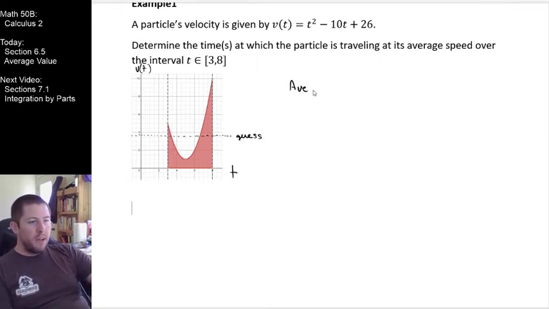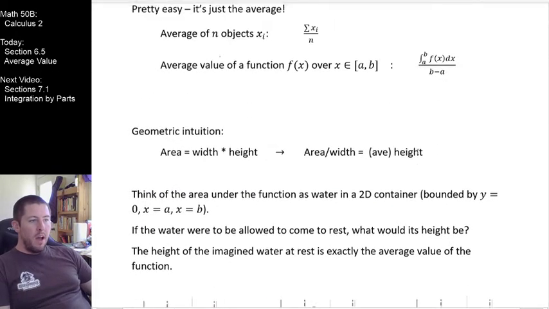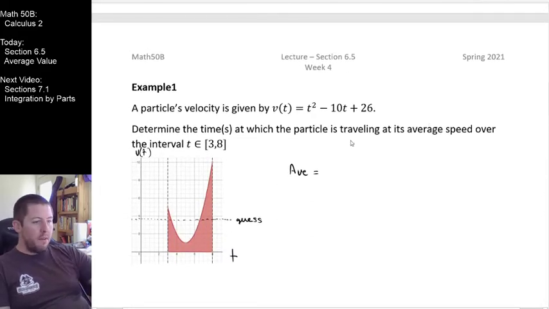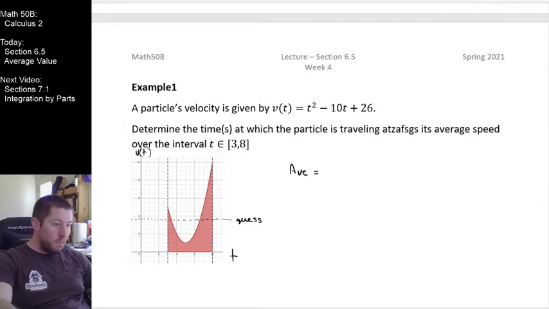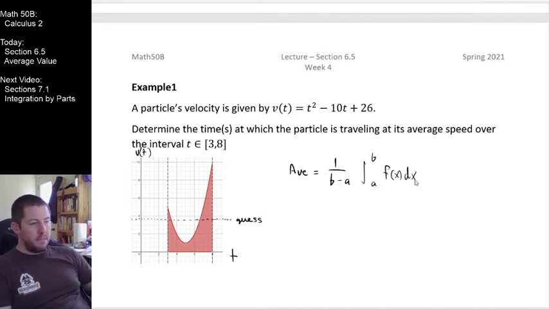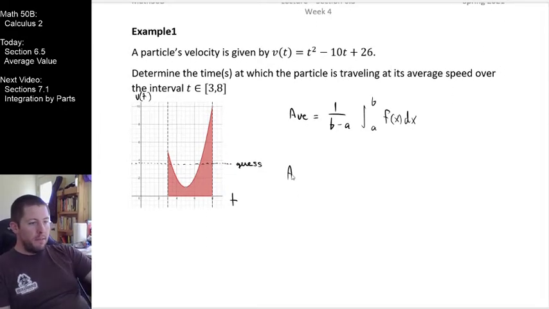So let's go ahead and compute our average value here. Recognize, looking back at our average value formula, it's really easy. We're just computing the integral of the function from the bounds a to b, and dividing by the width of the interval, b minus a. It is very often written as 1 over b minus a, integral from a to b of f of x dx, or in our case, v of t dt. So we'll find our average value here as 1 over 8 minus 3, integral from 3 to 8 of t squared minus 10t plus 26 dt.